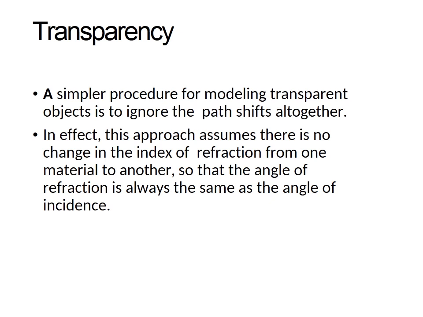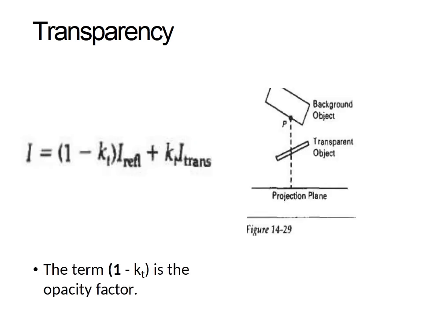There are also limitations of transparency pixels, which can be described in various ways. In this figure we have a background object, a transparent object and a projection plane. The term 1 minus kt is the opacity factor, and the entire formula can be summarized as (1 minus kt) times I reflect plus kt times I transparent.